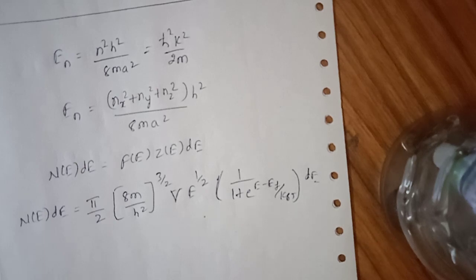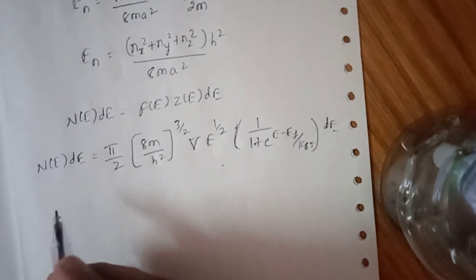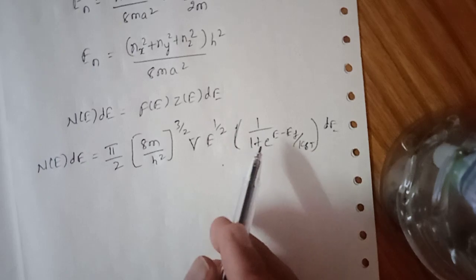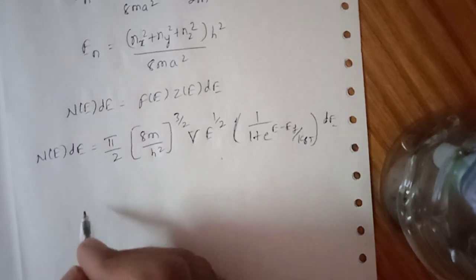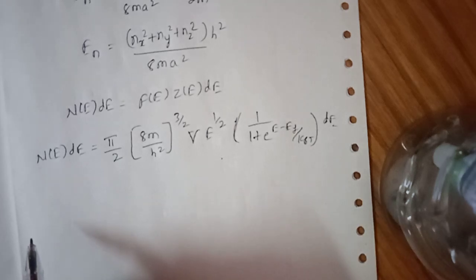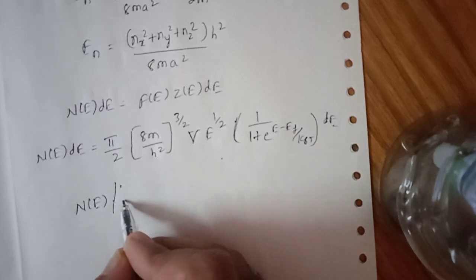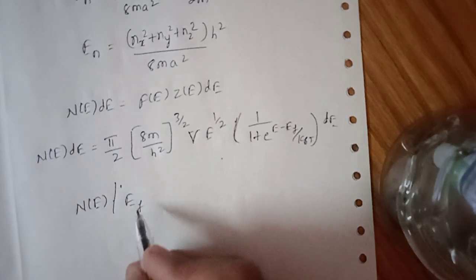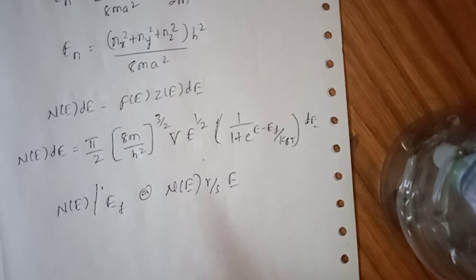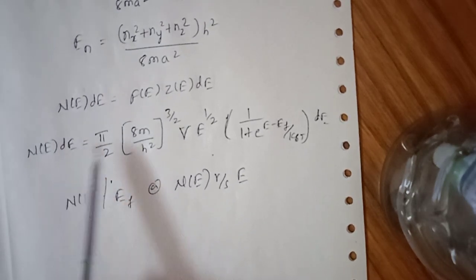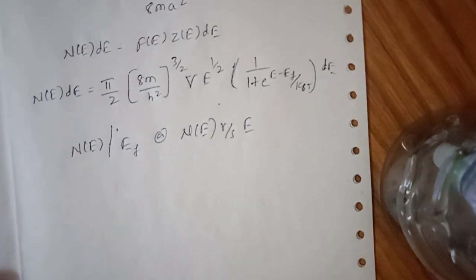Now we have to check the variation of N(E) dE as a function of the Fermi energy, the distribution as shown in the figure. We are going to plot the variation of N(E) versus energy. Because there is a straightforward relation, N(E) dE is directly proportional to E to the power of 1/2, so in terms of energy we are going to plot. The distribution is as shown in the figure.